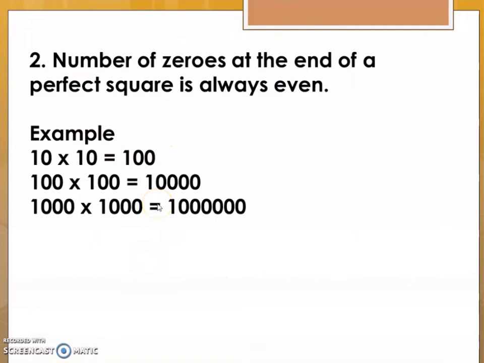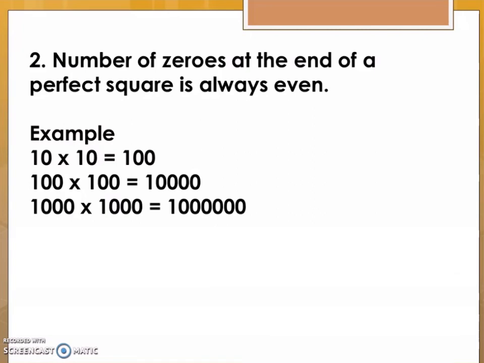The second property is the number of zeros at the end of a perfect square number is always even. Now why even? Because if I am having a number with a single zero, I multiply it with itself. When I multiply, I will get a number with 2 zeros. If I multiply a number having 2 zeros with itself, then the resultant number will have double the number of zeros. That is 2 plus 2, 4. If I multiply a number which is having 3 zeros with itself, then the resulting number will be having now 6 zeros. So always that number of zeros will be double. So that will come out only as an even number.